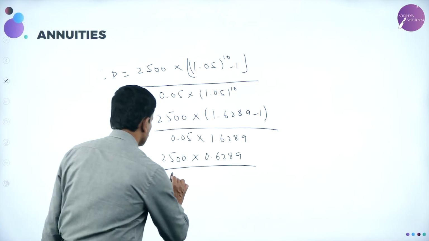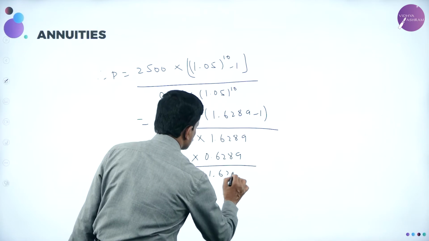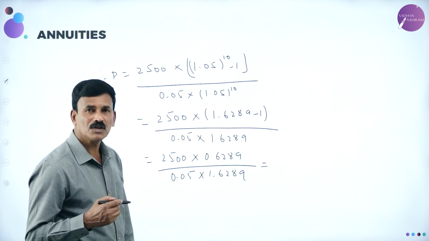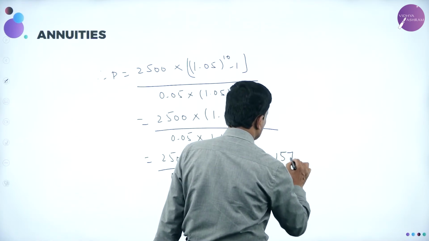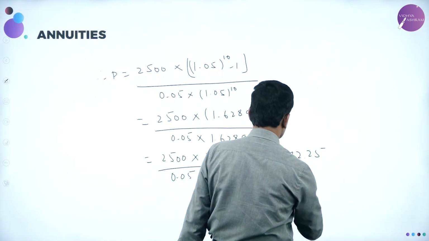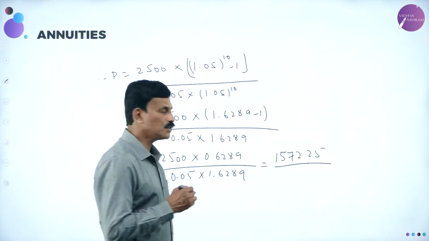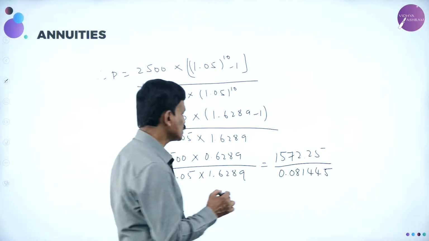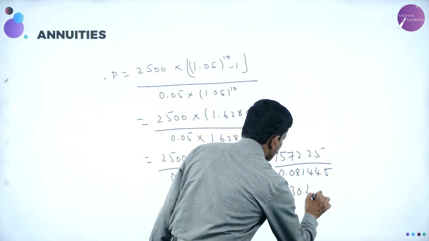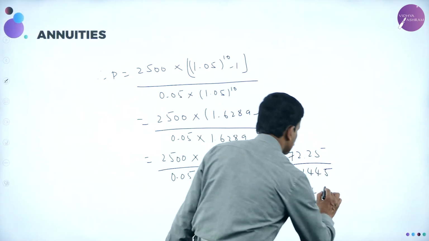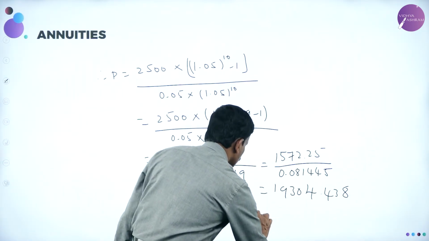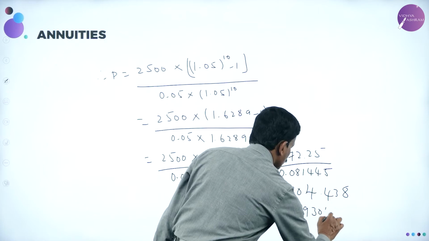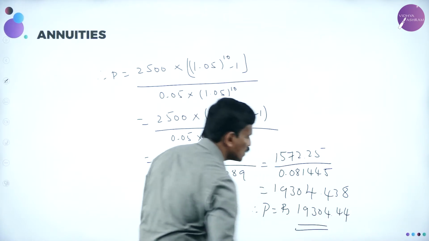So this is nothing but 0.05 into 1.6289. What is this equal to? If you multiply, the numerator is 1572.25 divided by the denominator 0.08145. So if you divide, this is equal to 19304.438. So this is nearly equal to, therefore the required P is equal to rupees 19304.44. This is the required answer. That's it.